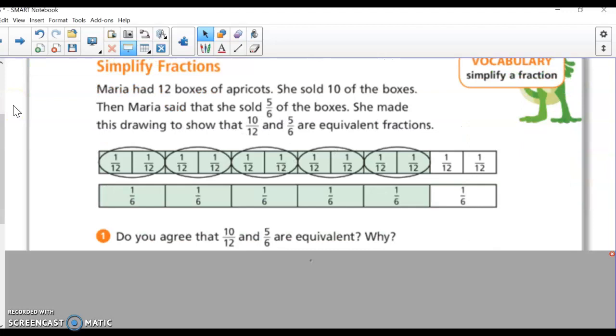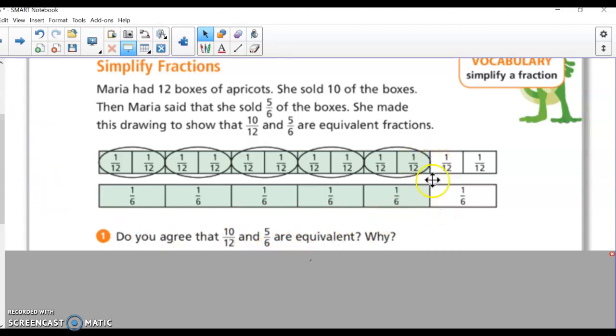It says simplify fractions. So anytime you see simplify or reduce, that's what they mean, the same thing. Maria had 12 boxes of apricots. She sold 10 of the boxes. Then Maria said that she sold 5/6 of the boxes. She made this drawing to show that 10/12 and 5/6 are equivalent fractions. Do you agree that 10/12 and 5/6 are equivalent?